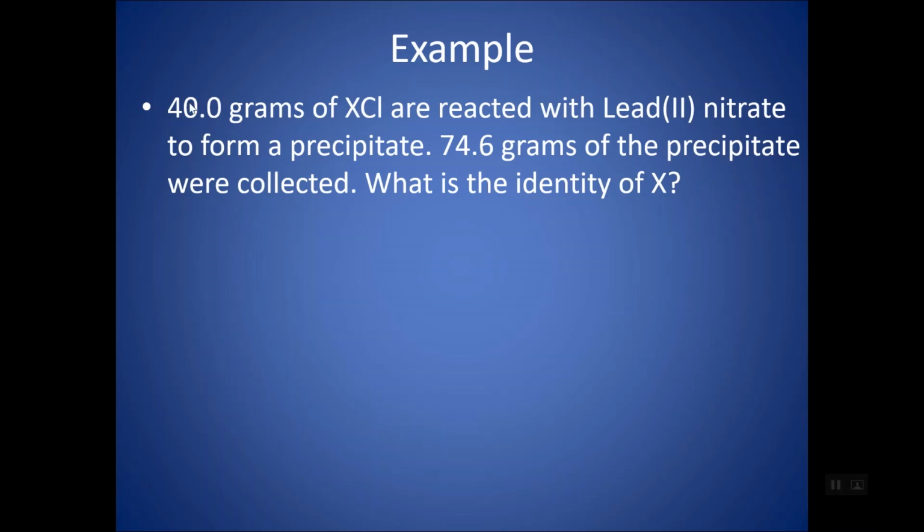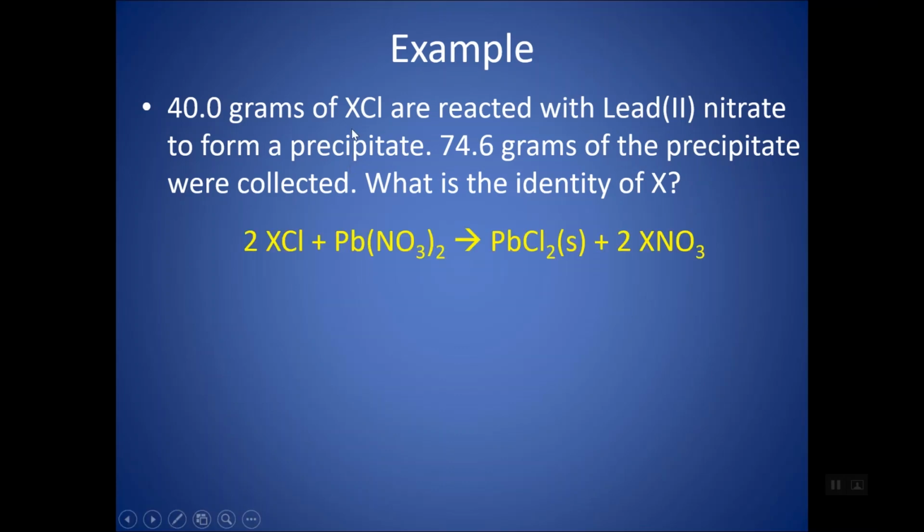Here we're reacting this XCl, this unknown chloride. There's 40 grams of it. We're reacting it with lead-2 nitrate to form a precipitate, and 74.6 grams of this precipitate was collected. So what is the identity of X, which we can get through calculating molar mass? I'm going to take a moment, run through those calculations first, and then we'll talk about error.